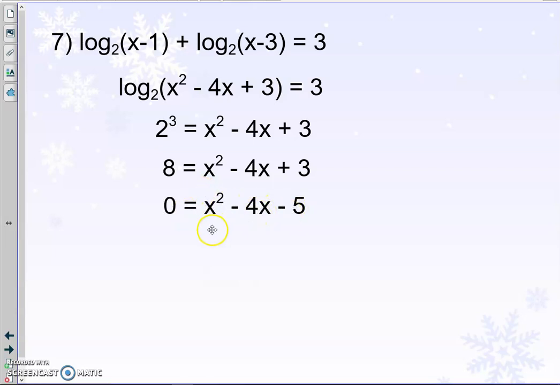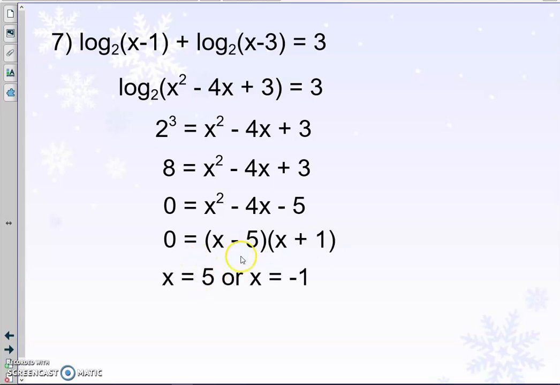Lucky for us, it does factor. It factors into the quantity of x minus 5 times the quantity of x plus 1. So that gives me x is equal to 5, or x is equal to negative 1. And that was a lot of fun work, where we used the product property to condense a logarithm. We rewrote it in exponential form. We had some factoring. What a great problem.